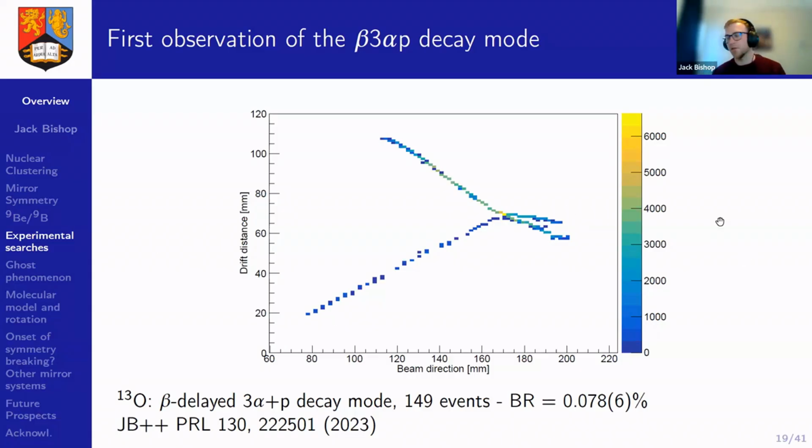So what was quite nice, so this wasn't really the aim, but this was actually the first time that this new decay mode has been seen. This is the beta-delayed 3 alpha plus proton decay mode. It's fairly rare that you can beta decay and then a particle splits apart into 4 constituents.